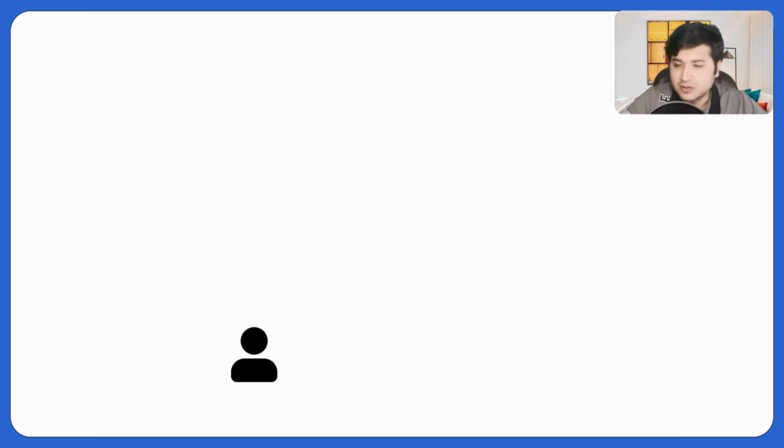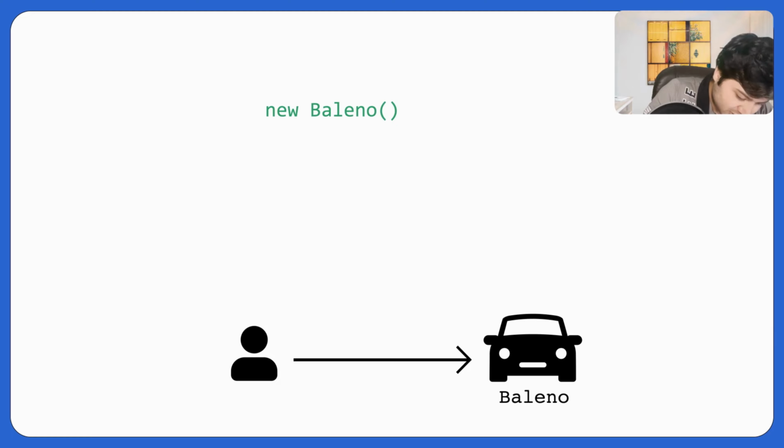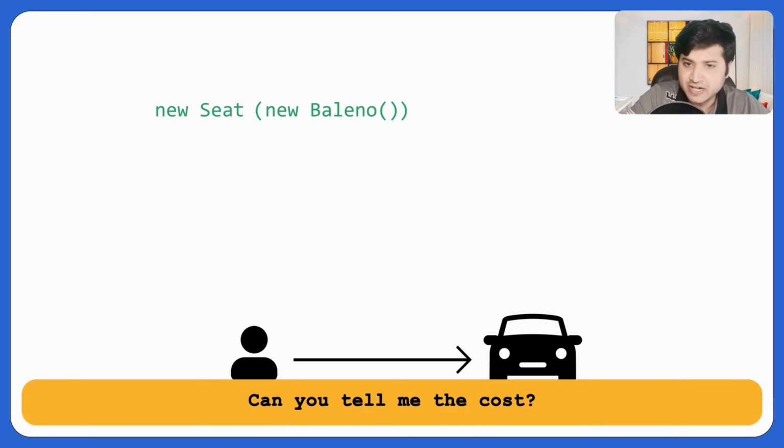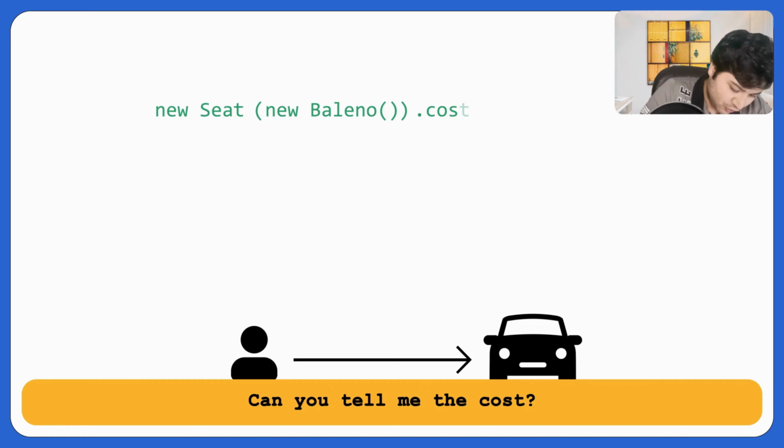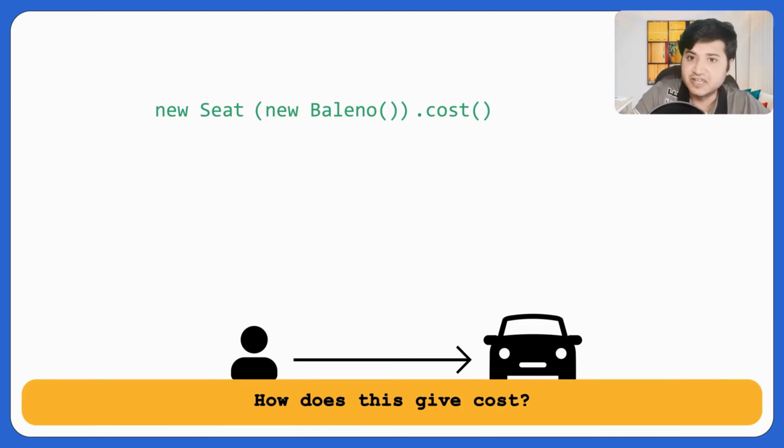So suppose a user comes and says, I want to buy a Baleno. So we made a new object of Baleno, and I want to add a seat cover over it. So what will we do? We'll surround it with the seat cover. And now can you tell me the cost? So we'll call the cost function. Now let's see how this gives me the cost.